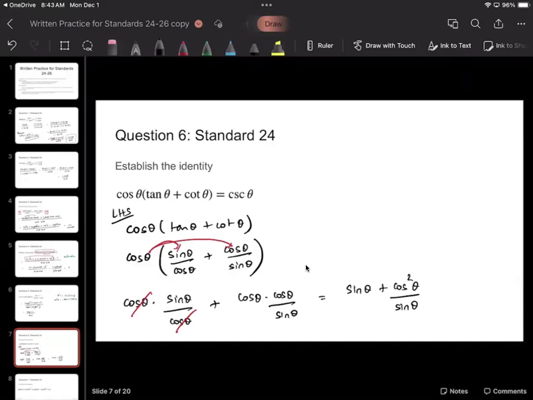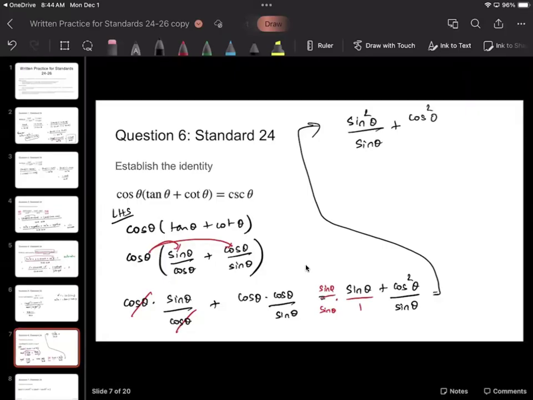All right. So this sine theta, you can assume that there is a 1 underneath it. Now I am going to rewrite it as one single fraction. In order to do that, I need to multiply this by sine theta over sine theta, right? So this is going to become sine squared theta over sine theta plus cosine squared theta over sine theta. So now you have got it into the same denominator.